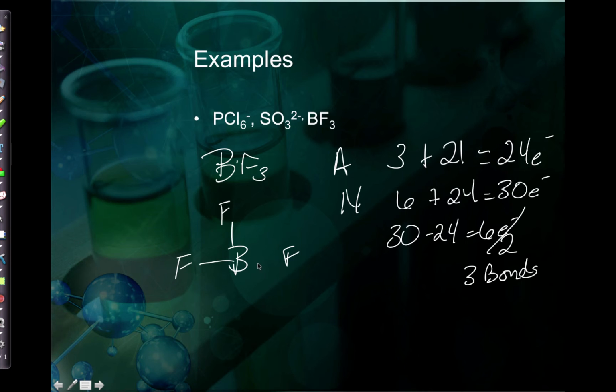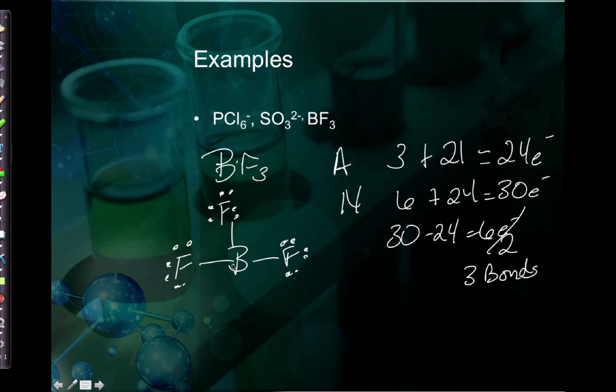So 1, 2, 3 bonds. Now I distribute the electrons to the fluorines. So 2, 4, 6, 8, move on. Do that for each of the three fluorines. Now I have 24 electrons used up: 2, 4, 6, 8 times 3 fluorine atoms. So I've used my electrons. Fluorines are satisfied, and so is boron because it's an exception.